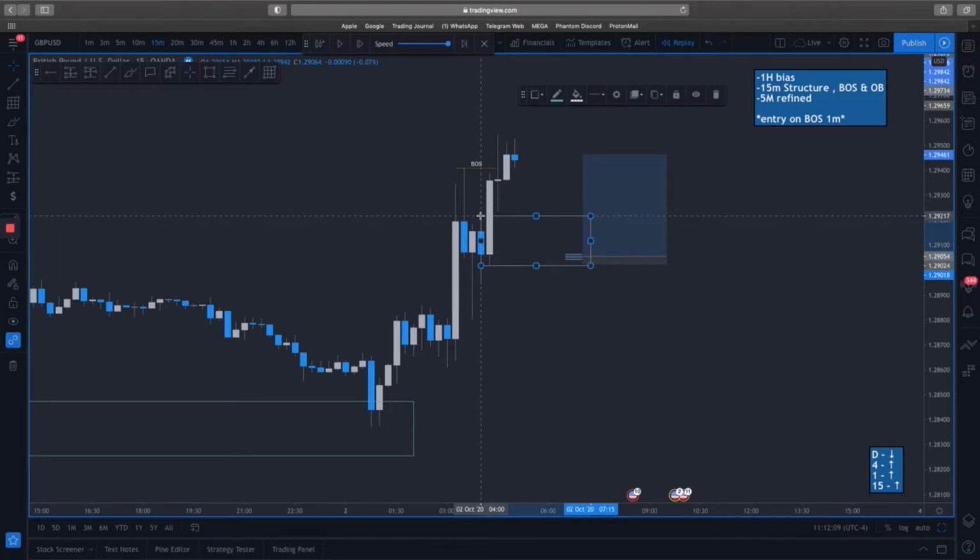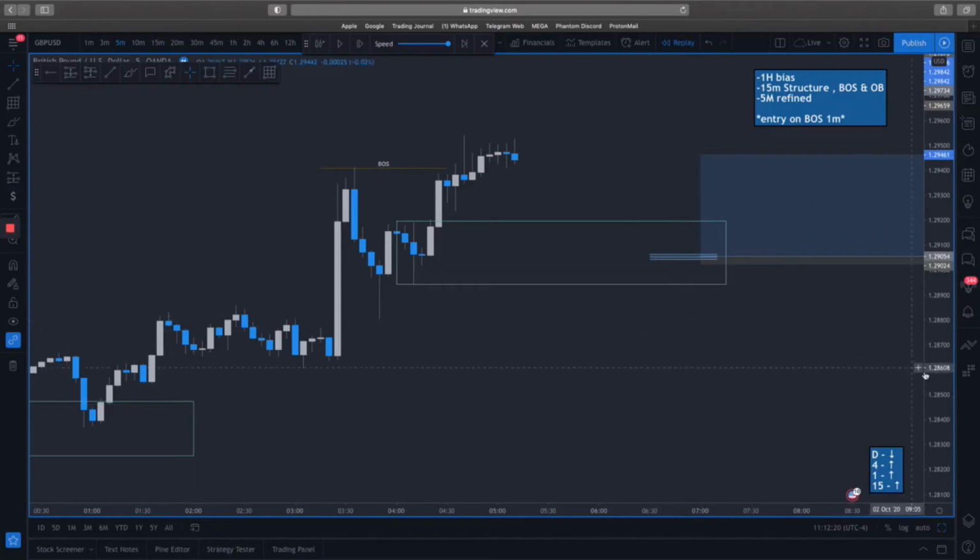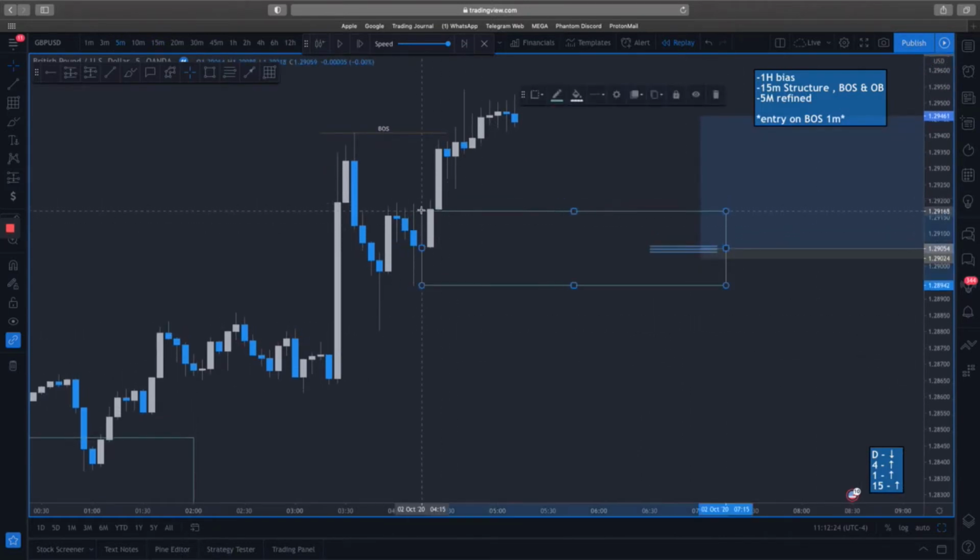Let's do this with a very minimal bit of inefficiency. So what we're going to do is we're going to refine it. Go down to the 5-minute, as you can see here.